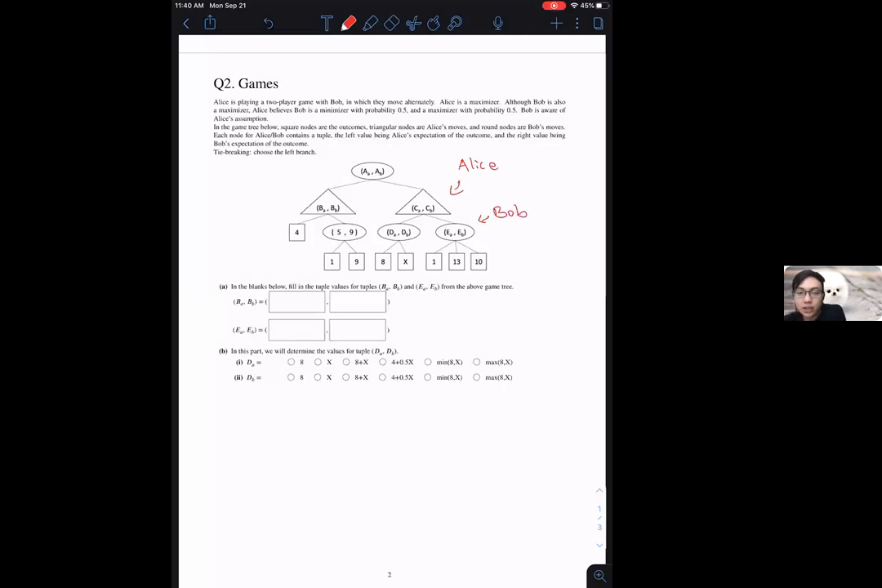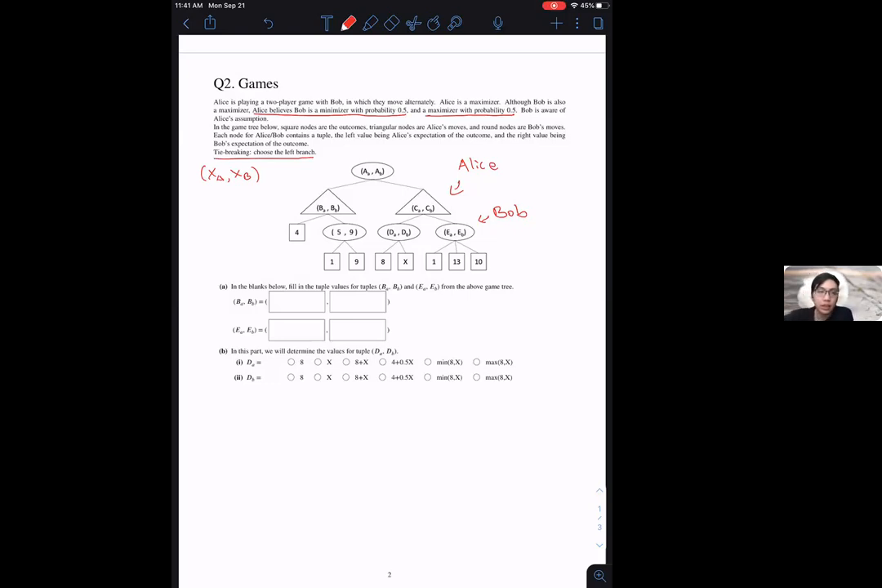But I guess the real main issue with this problem is that Alice believes that Bob is a minimizer with probability 0.5 and a maximizer with probability 0.5. And Bob knows that Alice is aware of this, and Alice just has this misconception of how Bob is playing. And from this, we want to figure out the values at each of the nodes right here, which consist of a tuple, like xa, comma xb, where xa is just going to be Alice's expectation of the outcome at that node, whereas xb is Bob's expectation of the outcome at that node. And just for clarity, we also tie break, choosing the left branch.